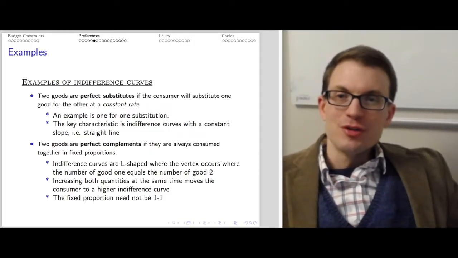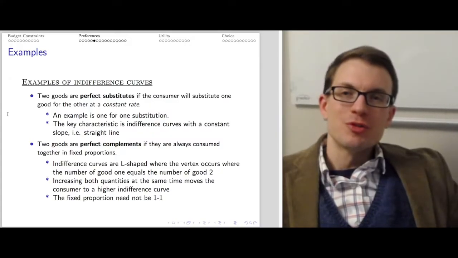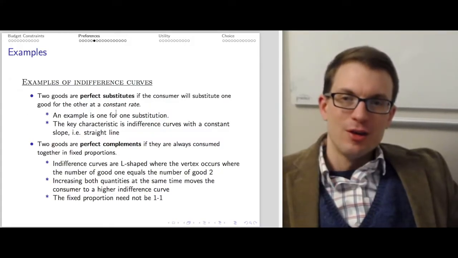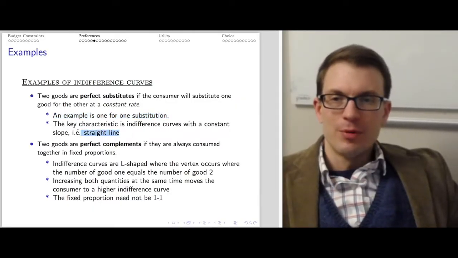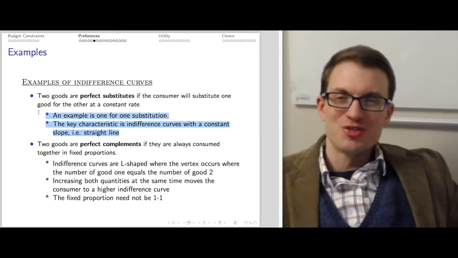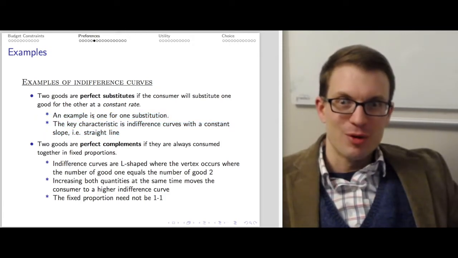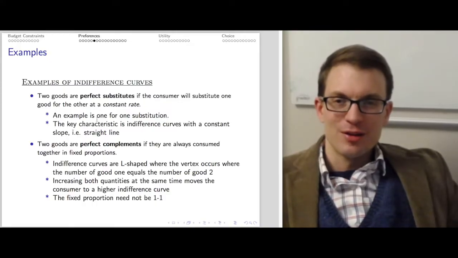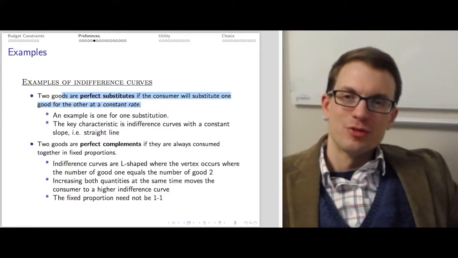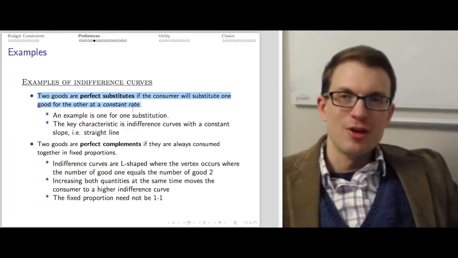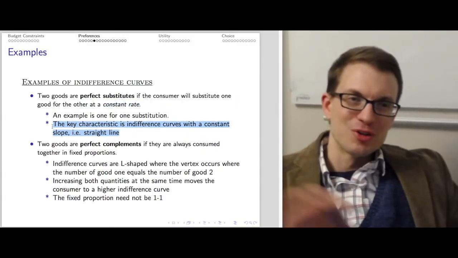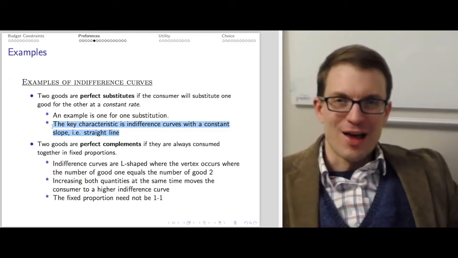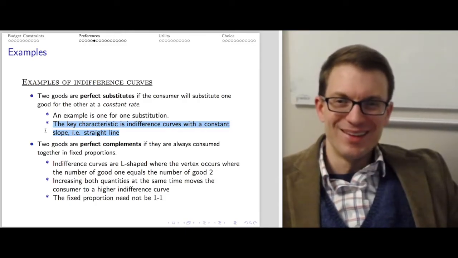So two goods are perfect substitutes if the consumer will substitute one good for the other at a constant rate. So this constant rate could be 1-to-1, right? Could be a 1-to-1 substitution, doesn't have to be. Some people will be really strict on this and say perfect subs means when it's exactly 1-to-1. What I'll sort of hold to is that goods are substitutes if you're going to substitute for them at a constant rate, which implies that the indifference curves have to be straight lines. So these are downward sloping straight lines, right? They look a lot like budget constraints, but we draw a lot more of them.